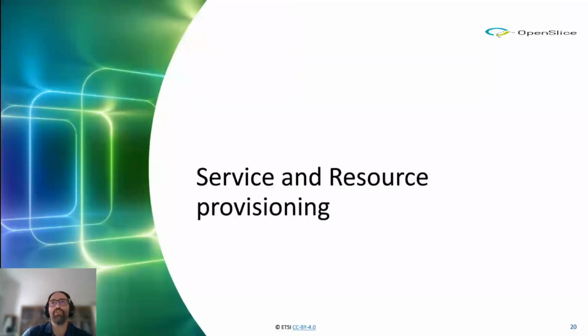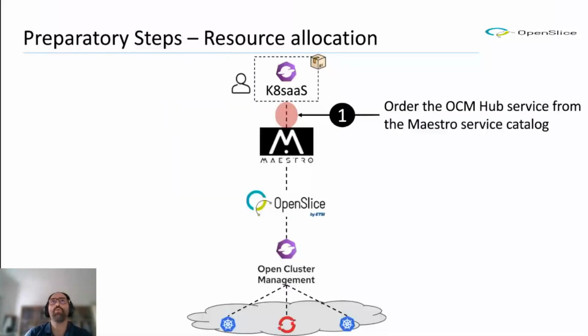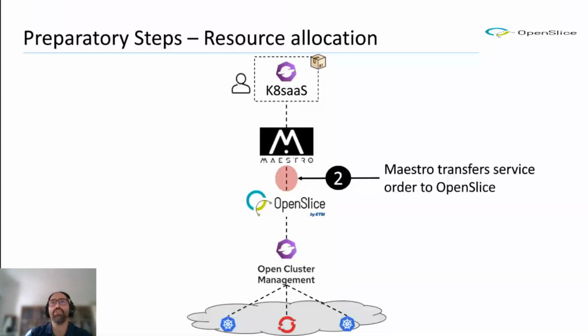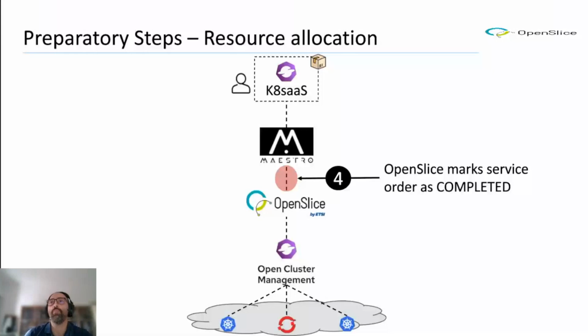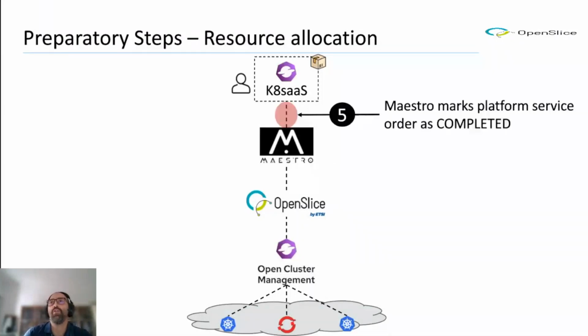Okay, let's go to service and resource provisioning. What we will do here is the resource allocation. We will order the OCM hub service from the Maestro service catalog. Maestro will transfer the service order to OpenSlice. OpenSlice will retrieve and expose the OCM hub's kubeconfig. The order will be marked as completed, and Maestro will mark the corresponding service order as completed as well.